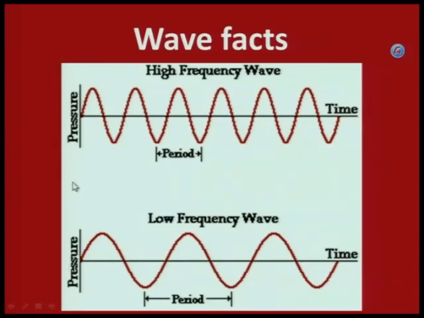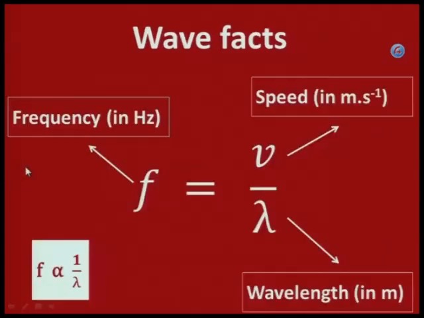Then frequency. This wave here has got a high frequency. You see that the waves are coming quickly up to one another. This wave here has got a low frequency. The waves are coming slowly. Okay, now, very important. Do you remember this equation? Frequency is equal to speed divided by wavelength.